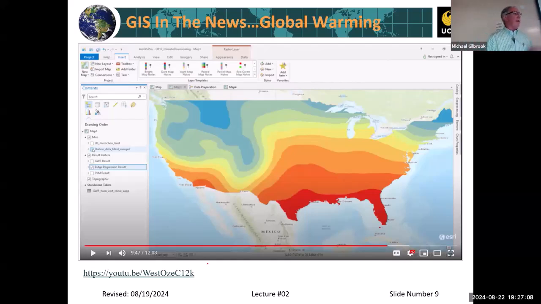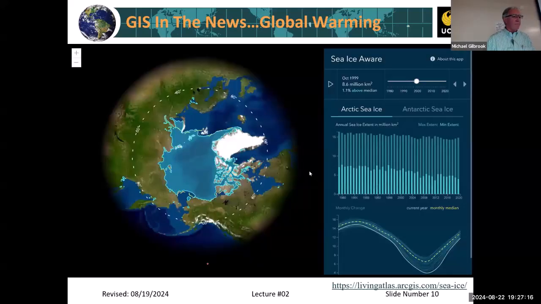And then once you have something like this, you can use it to track changes in the amount of warming over time.